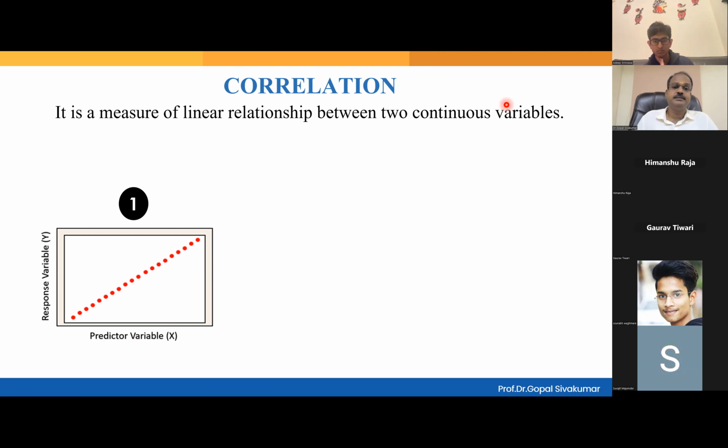Temperature versus yield. Concentration versus strength of the material. Both are measurable. Both are continuous. And under such situation, the X is known as predictor variable, Y is known as response variable. Now look at the graph. I keep on increasing the X. What happens? Y also keeps on increasing. Can you see that, all of you? As I keep on increasing the X, Y keeps on increasing. That means the relationship is positive.